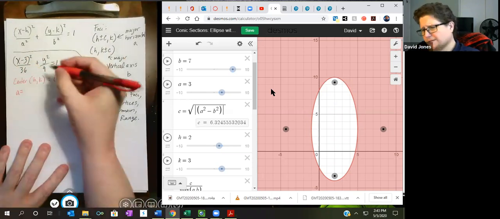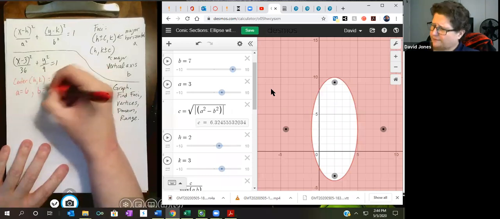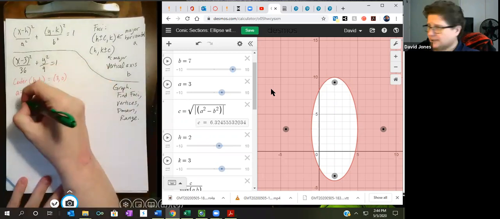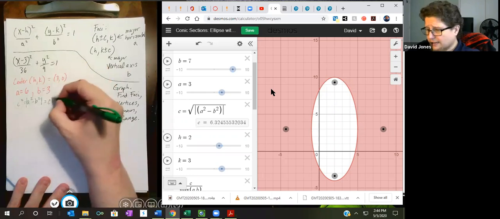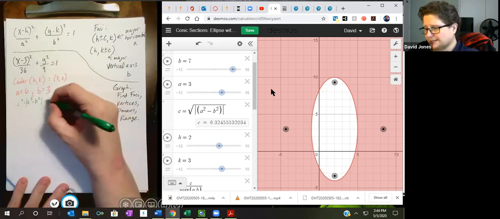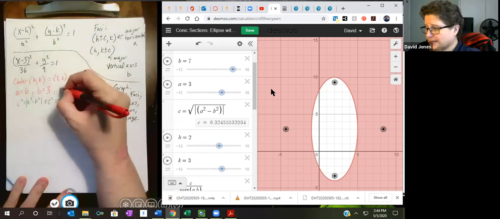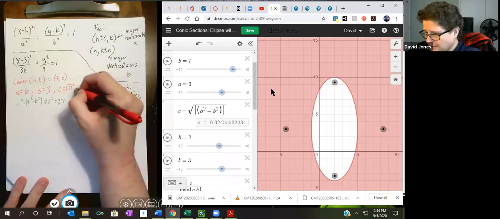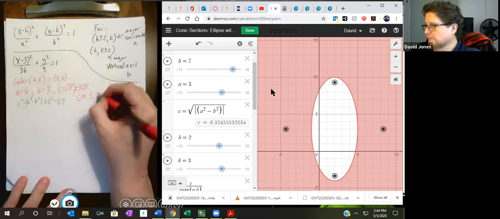A is the square root of the value under x, 6. B is the square root of the value under the y term, 3. If we do c squared equals a squared minus b squared, we get 36 minus 9 is 27. So c equals the square root of 27, which is 3 root 3. And if we want to approximate it, it's about 5.2.